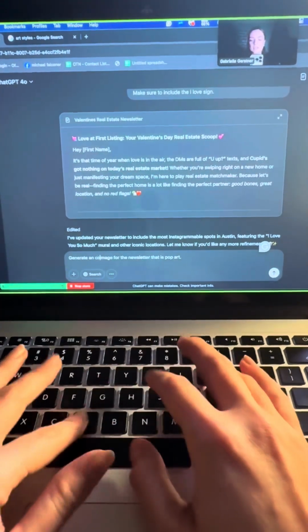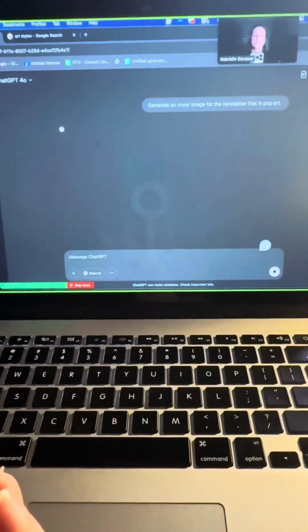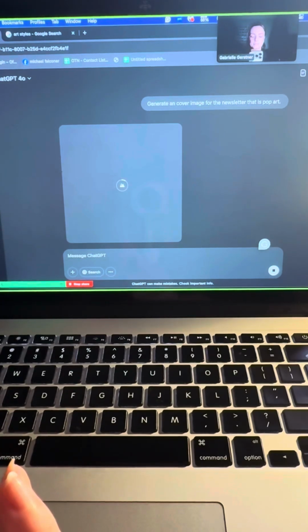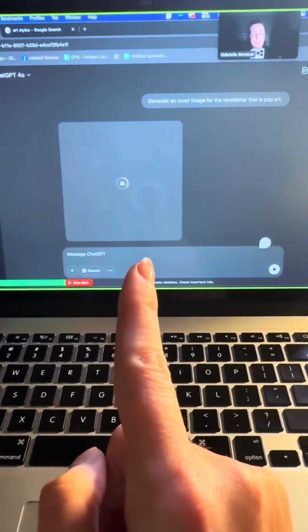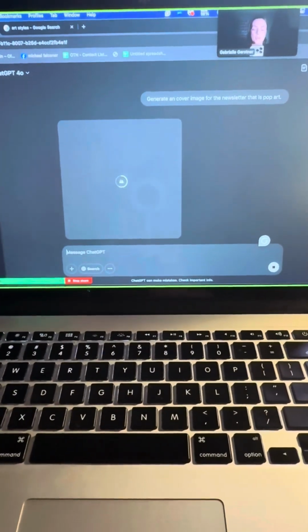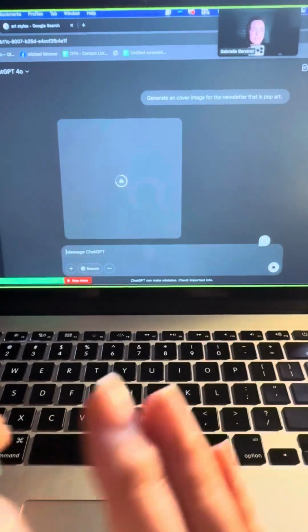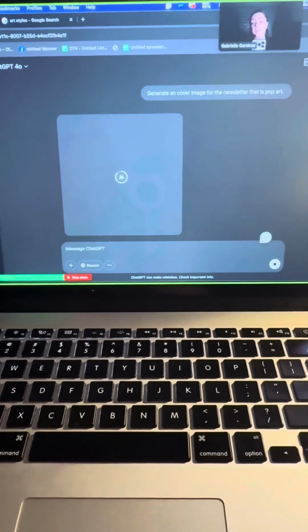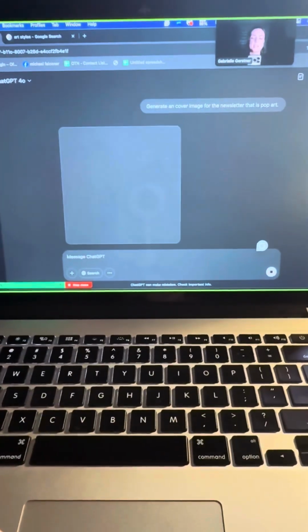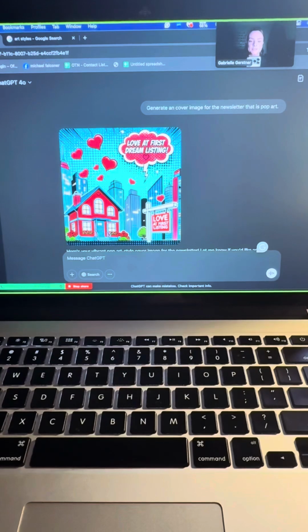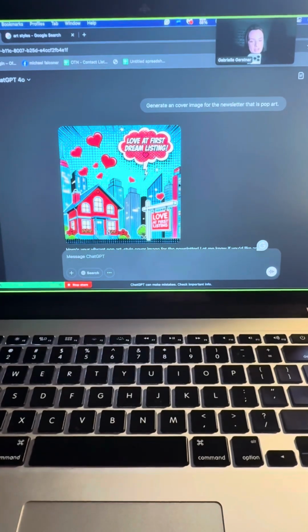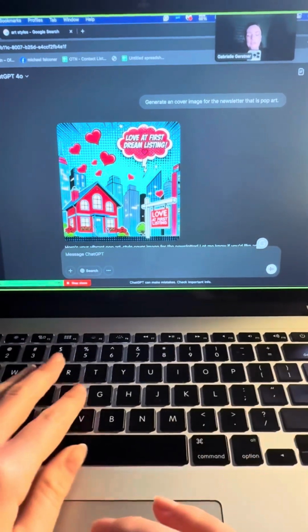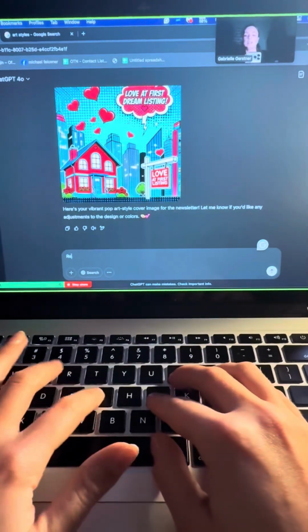I'm going to say cover image. And if you have the paid version, then this is going to work. If you don't have the paid version, I don't know if this would work or not. I don't know if their DALL-E system is restricted to paid or if they just restrict your number of prompts. It's definitely pop arty, but it's not sophisticated enough. So that's what I'm going to tell it. Regenerate.